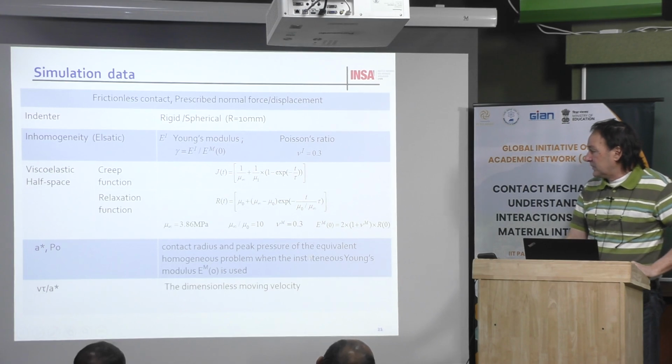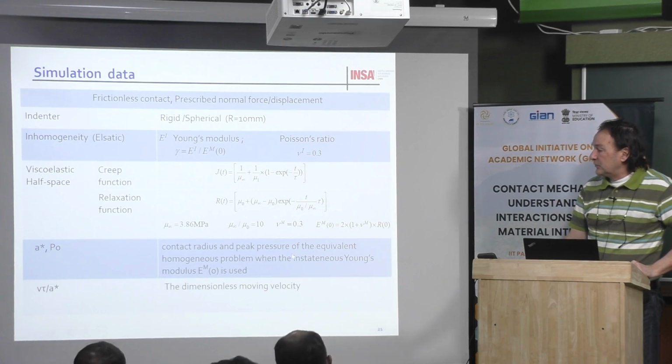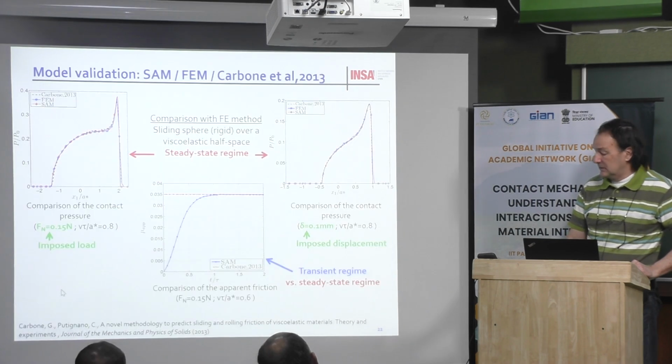Okay, and then other parameters. And then to have the dimensionless moving velocity, we multiply the speed by the relaxation time divided by the size of the initial contact, A star.